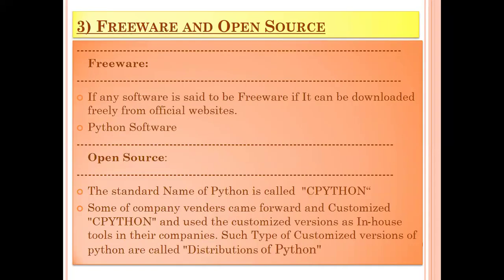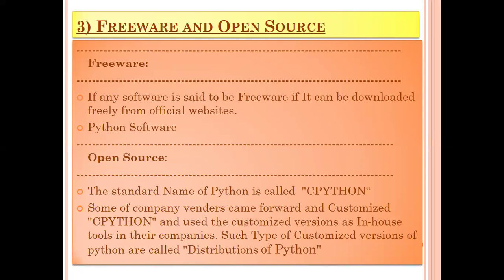Third is freeware and open source. It is called freeware because we can freely download it from its official website, that is www.python.org.